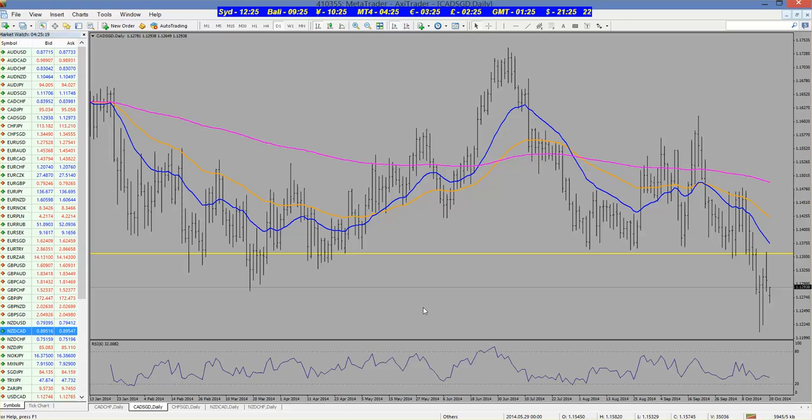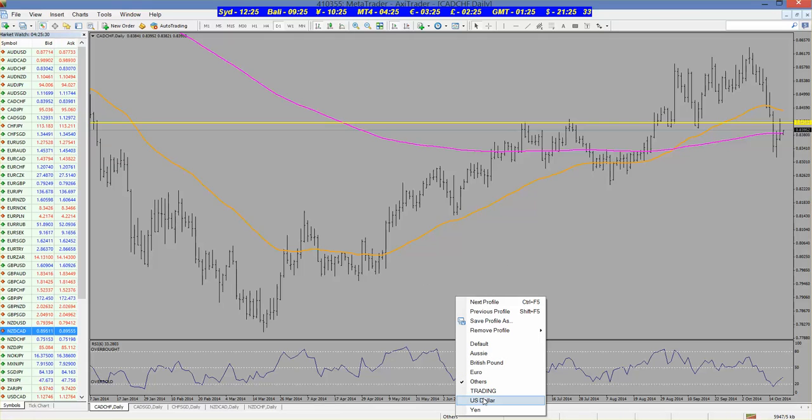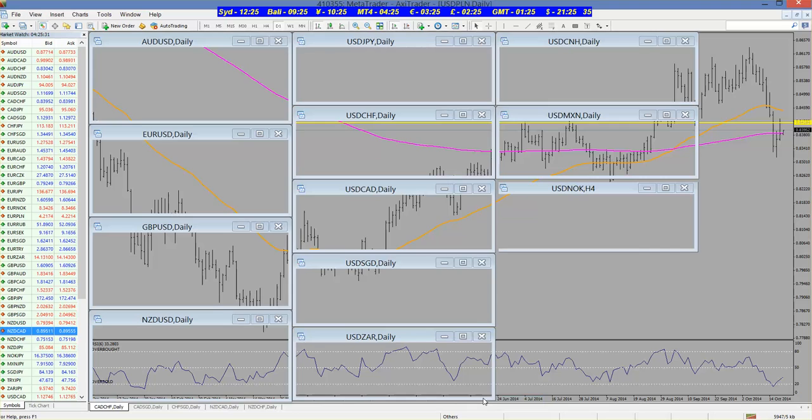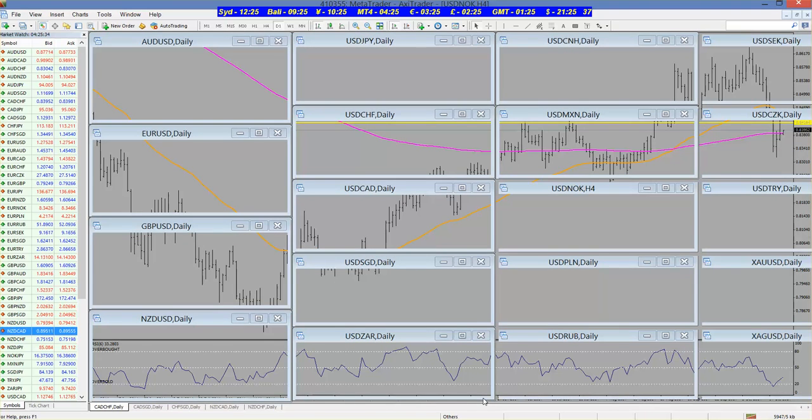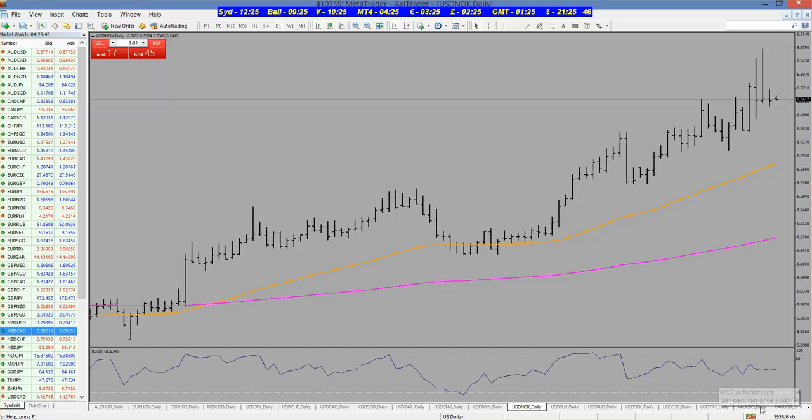CAD Sing. No, walk away. CAD Swiss we've discussed. Euro CAD looks better. US dollar. Oh yeah, the 4-hour NOK doesn't seem to be playing ball.